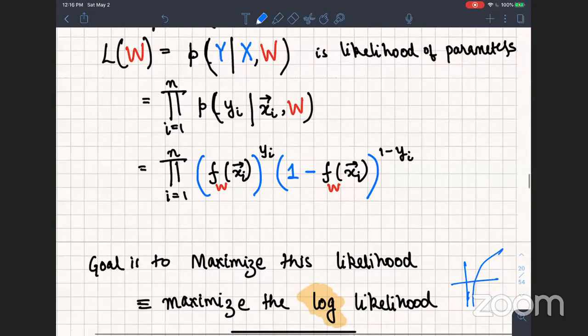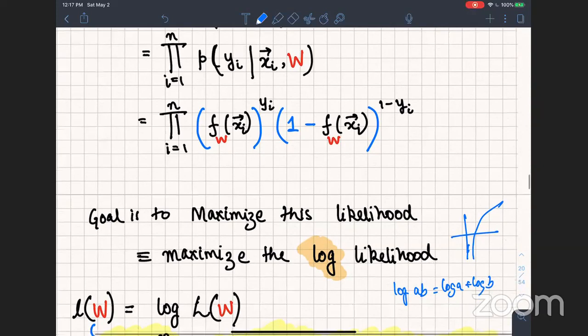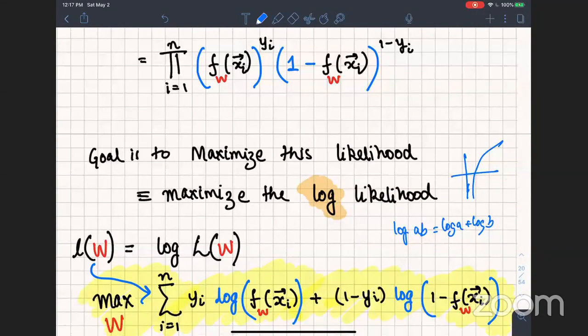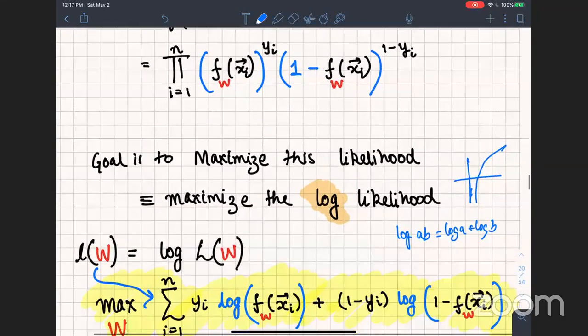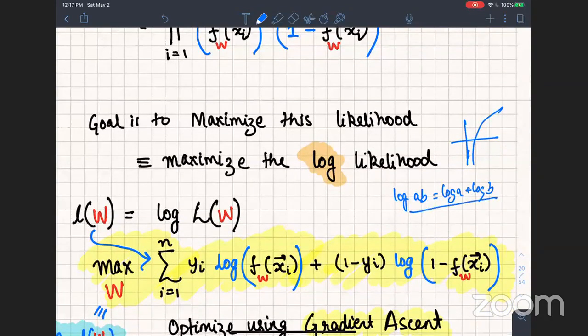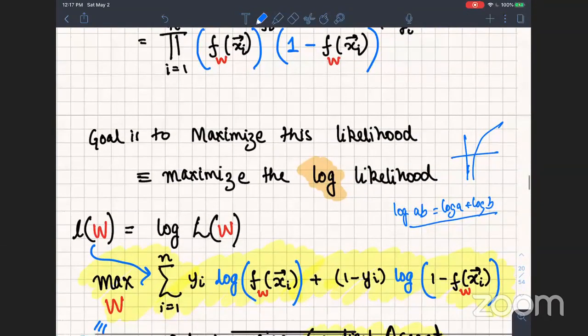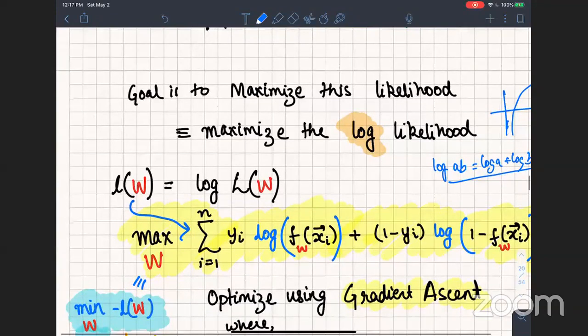And why do we need log? So that we can use this property: log of AB is the same as log A plus log B. So we're converting this product of probabilities into a sum of log likelihoods. So small l(W) is my objective function, which is the log of the actual likelihood. Now you can replace this product by a summation over 1 to n. If you take this log over f(x) raised to power y, times 1 minus f(x) raised to power 1 minus y, and use this property, you will eventually get this form, which we are maximizing.